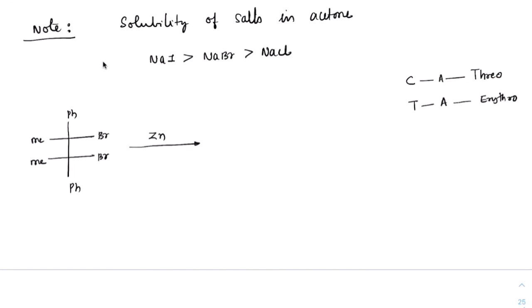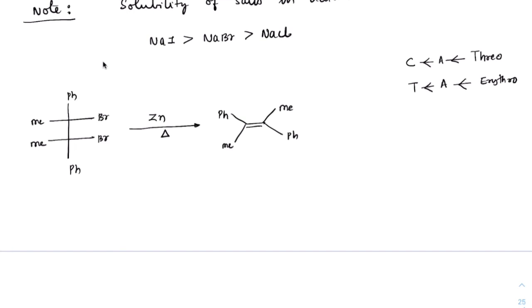Imagine the same thing happening in the reverse direction now. Threo, if it undergoes anti-elimination, will give you cis product. Erythro, if it undergoes anti-elimination, will give you trans product. So this is an erythro here. When you treat that with zinc and heat, what do we get here? We will get trans product. Ph, this with double bond, Ph, methyl and methyl. Correct? So this is the product which you will get.